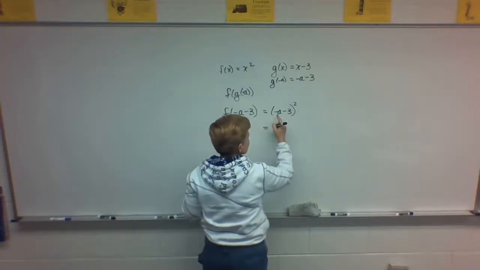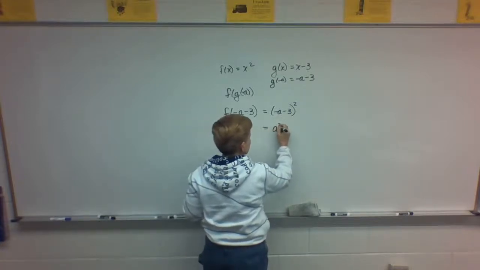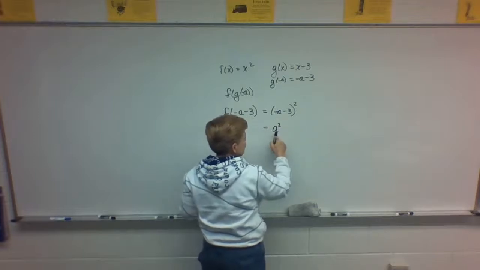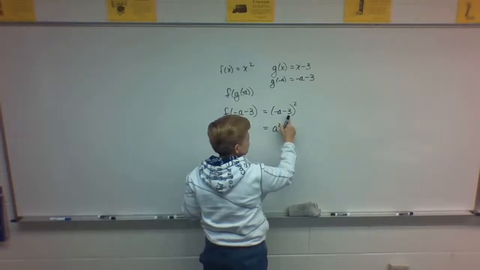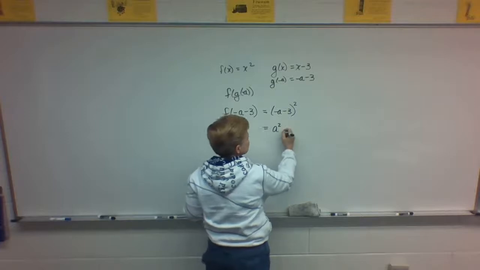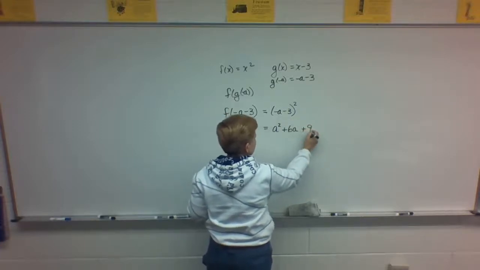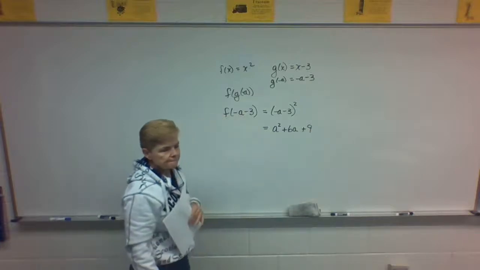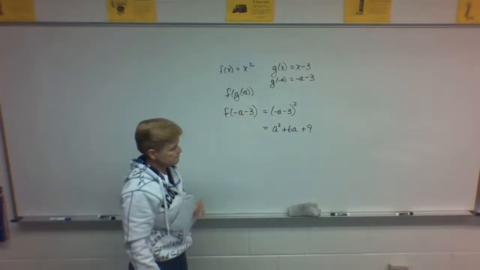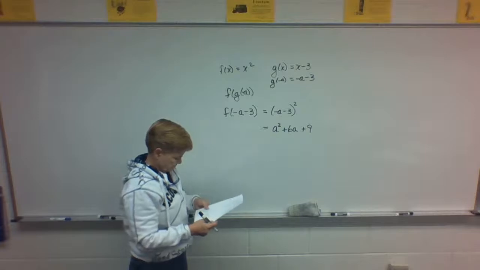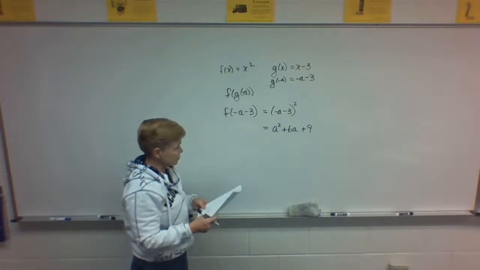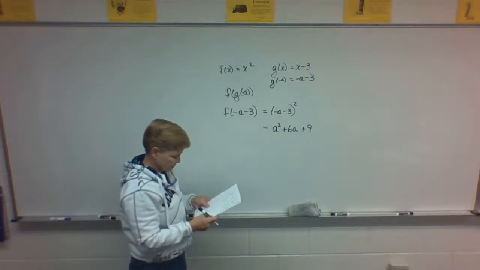When you square a binomial, you square the front one, which would square the negative also. Then you take this times this, which is positive 3A times 2. Then you square that on the back. And that's what it shows on 41 at the bottom of the page with the examples on it.